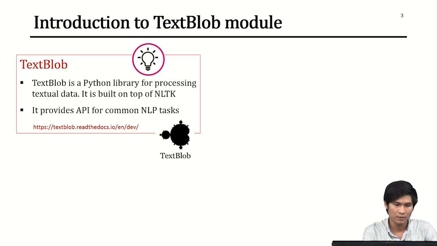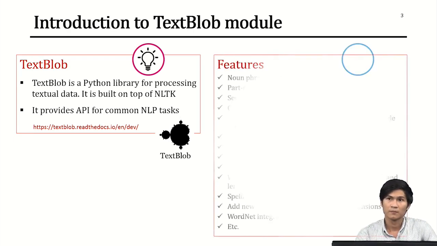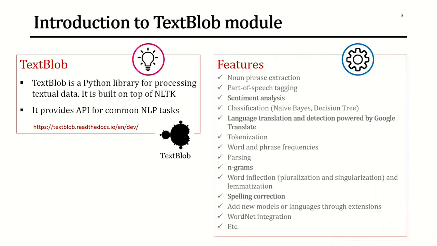And this is the documentation of TextBlob on its official website. So this gives you an overall view of the features which can be performed using the TextBlob module. We can perform noun phrase extraction, part-of-speech tagging, and of course we can also do sentiment analysis. And there are many other features including n-grams, parsing, as well as spelling correction.